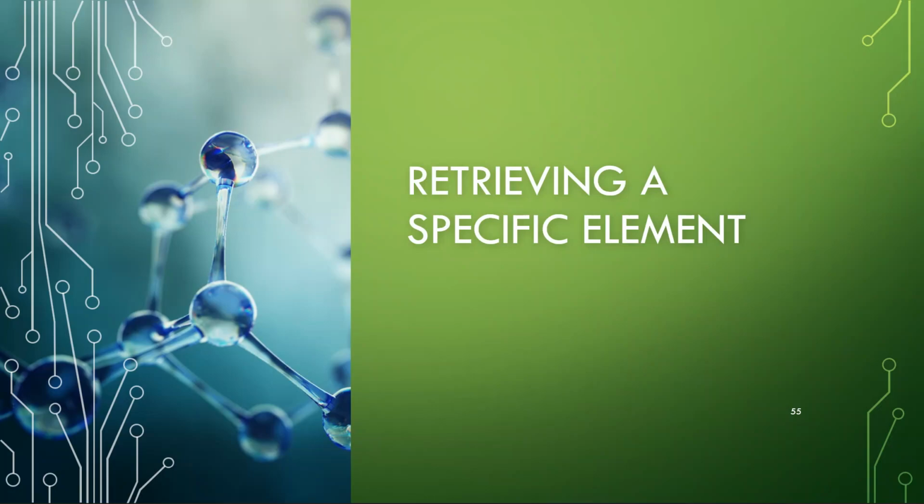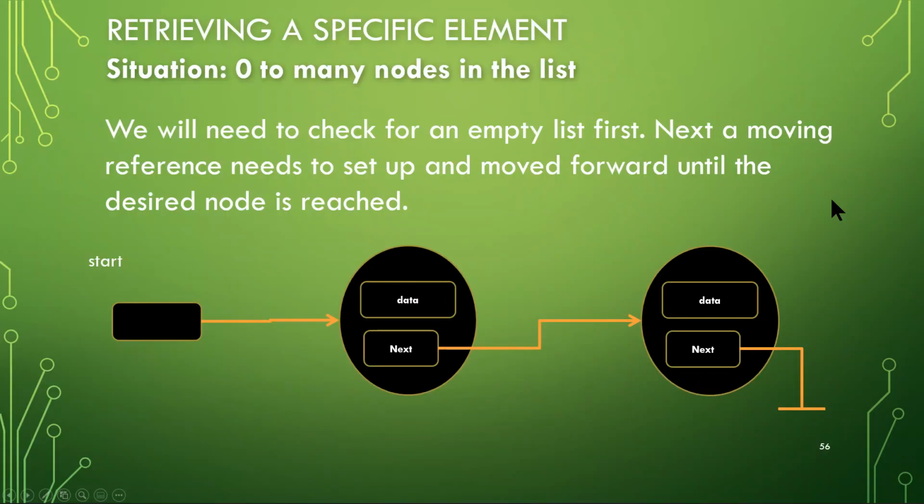But we've got a bunch of special cases to deal with once again. You have to worry about if the list is empty. You have to worry about if they give you an index that's out of bounds, so either a negative number, or greater than the number of nodes currently in your linked list. And then we have to move our moving reference all the way up to that point and get the actual data.